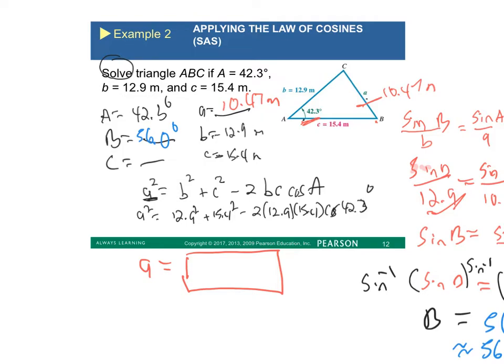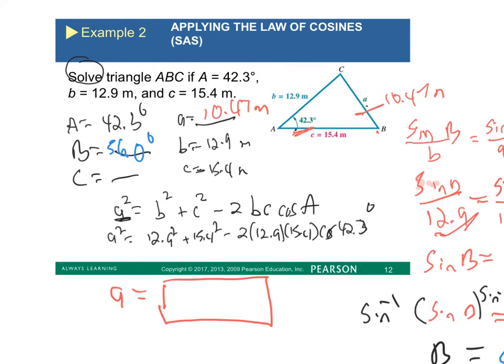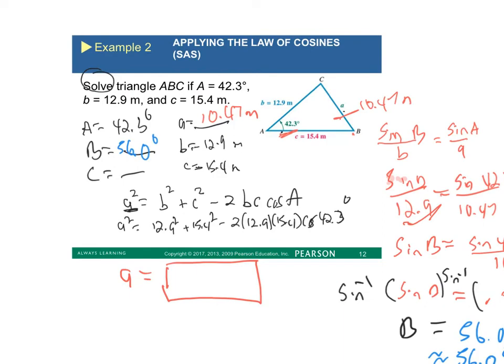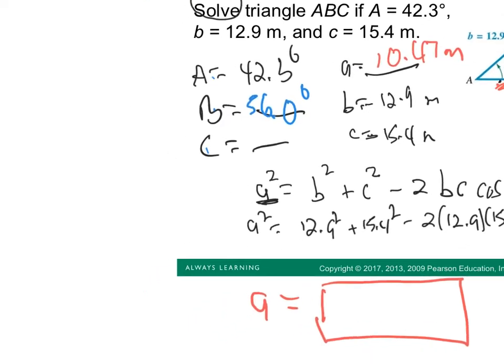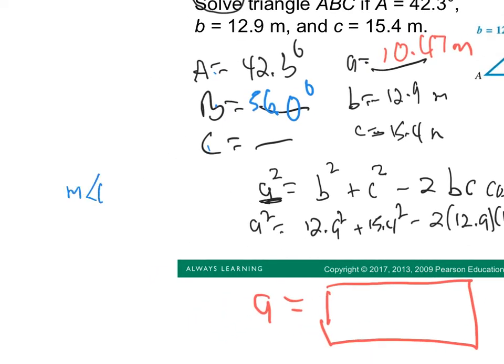Now I know what you're thinking. I could do law of sines again, or I could do law of cosines. Yes, you can, but why would you want to when you already have the triangle angle theorem that says the three angles have to add up to 180? So the measure of angle C will be 180 degrees minus my 42.3 minus my 56.0. So that's 180 minus that sum.